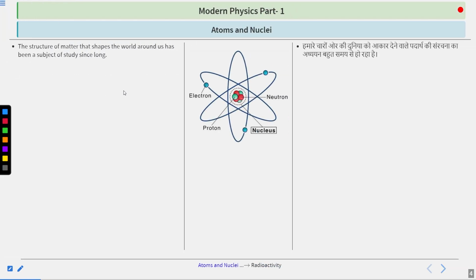Now let's first talk about the atoms and nuclei. What do we mean by this? So basically the structure of matter, whatever we see around us, like solid, liquid and gas, whatever things you are seeing around us, these all are matter. Generally we consider only the three forms of matter: solid form, liquid form, gaseous form.